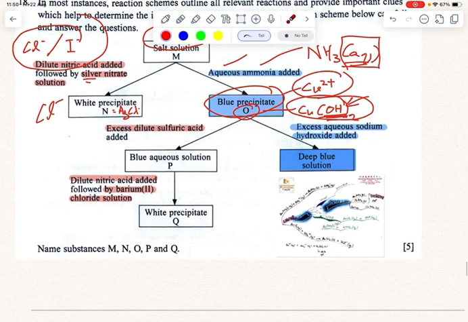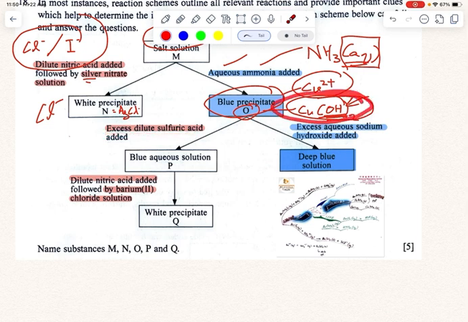And due to whatever reason, they want to add excess dilute sulfuric acid to your copper hydroxide. For those of you who have learned about the metal reactivity series, you realize that copper does not react with dilute sulfuric acid. But this author here put excess. I would prefer that the author here wrote concentrated sulfuric acid. We have to use concentrated sulfuric acid rather than excess dilute.